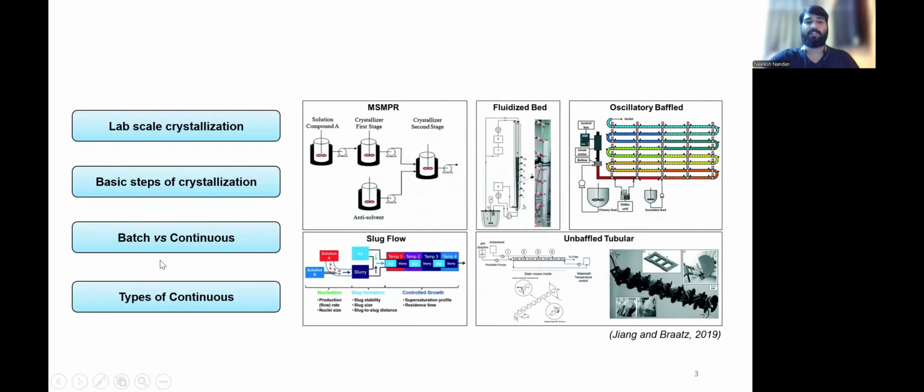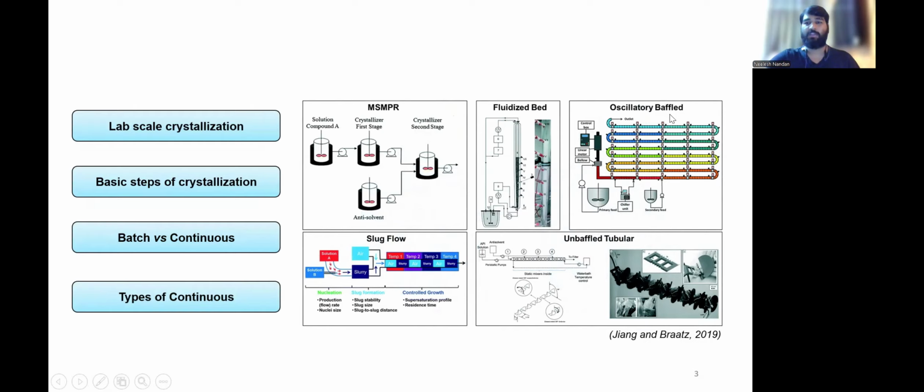There are various types of continuous crystallizer. MSMPR, where we connect two different CSTRs, and from that we can get a specific product or crystal. Then the fluidized bed. This is a long hollow tube. In this one, the sample is pumped from the bottom to top, and the interaction between the beads present in this one and the solution results in the crystallization.